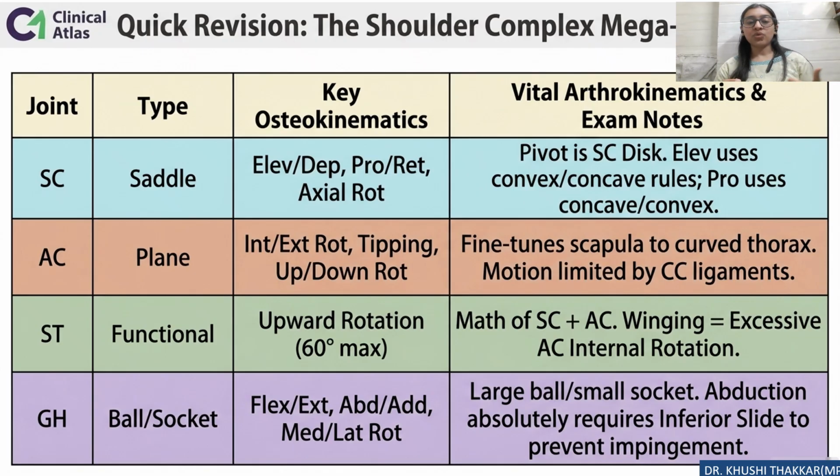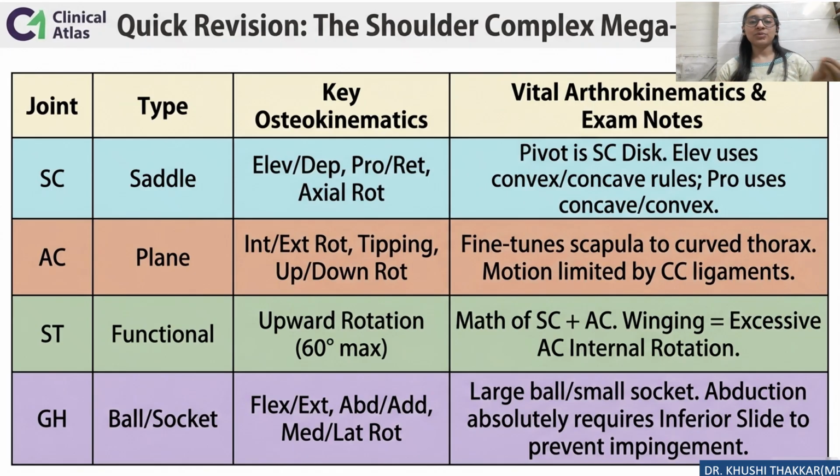Let's go. Now first is the sternoclavicular joint. It is a saddle variety of plane synovial joint involving the key osteokinematic movements of elevation, depression, protraction, retraction, and axial rotation. The disc is placed diagonally, that is the sternoclavicular disc. Elevation uses the concave-convex rule and protraction retraction uses the concave-convex rule, but is altered due to the subtle saddle surfaces. Remember the CPR technique, the clavicle is a part of the disc during protraction and retraction, and vice versa.